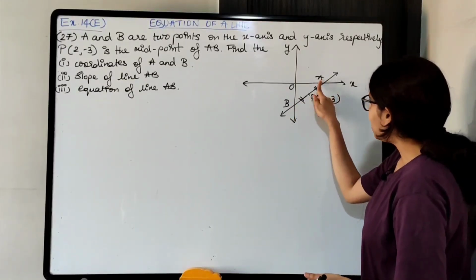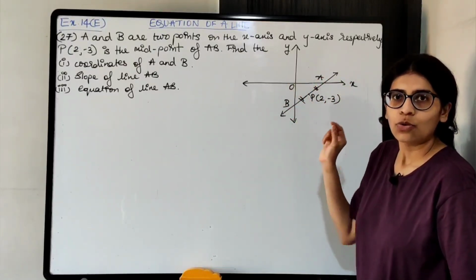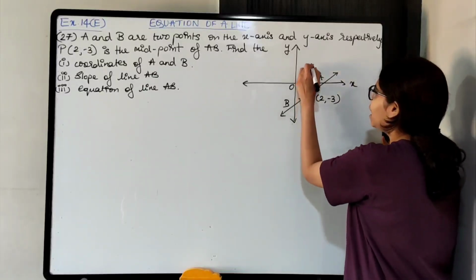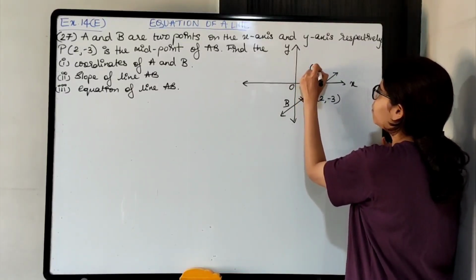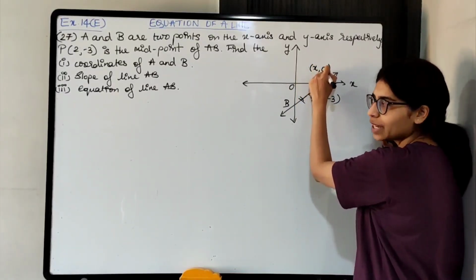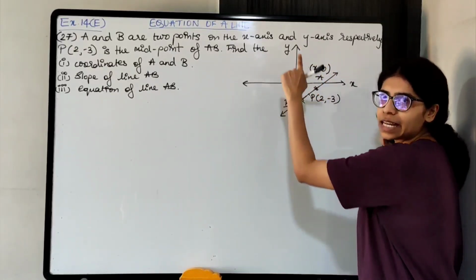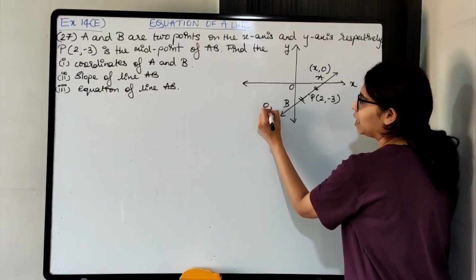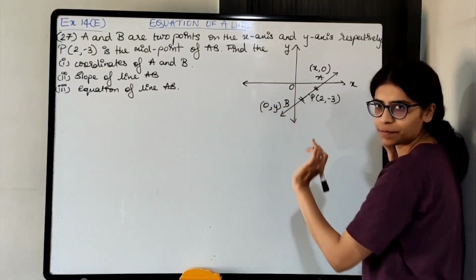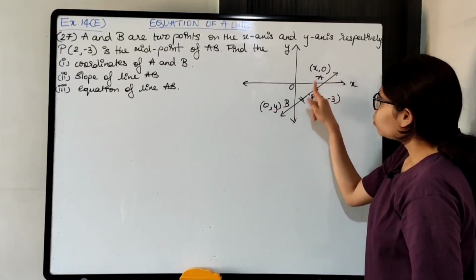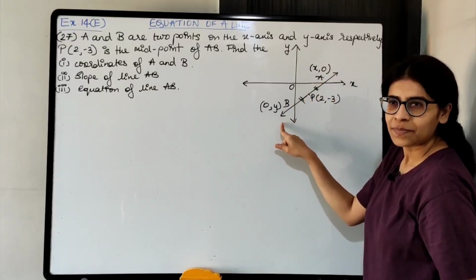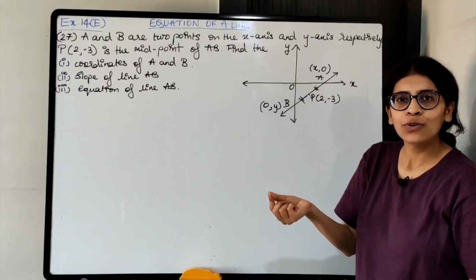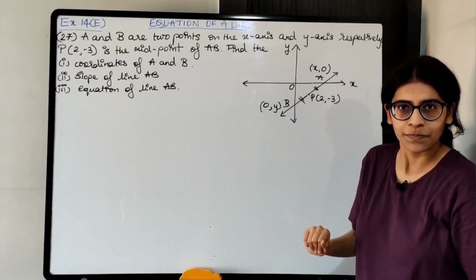Now, A is lying on x-axis, so y coordinate 0 होगा, है ना? So A will have some x coordinate but y coordinate will be 0. Same way for B, it is lying on y axis, so x coordinate 0 होगा and it will have some y coordinate. Okay. How will you find coordinates of A and B? P is midpoint of AB, so by midpoint formula P का coordinates क्या होगा? Let us see.